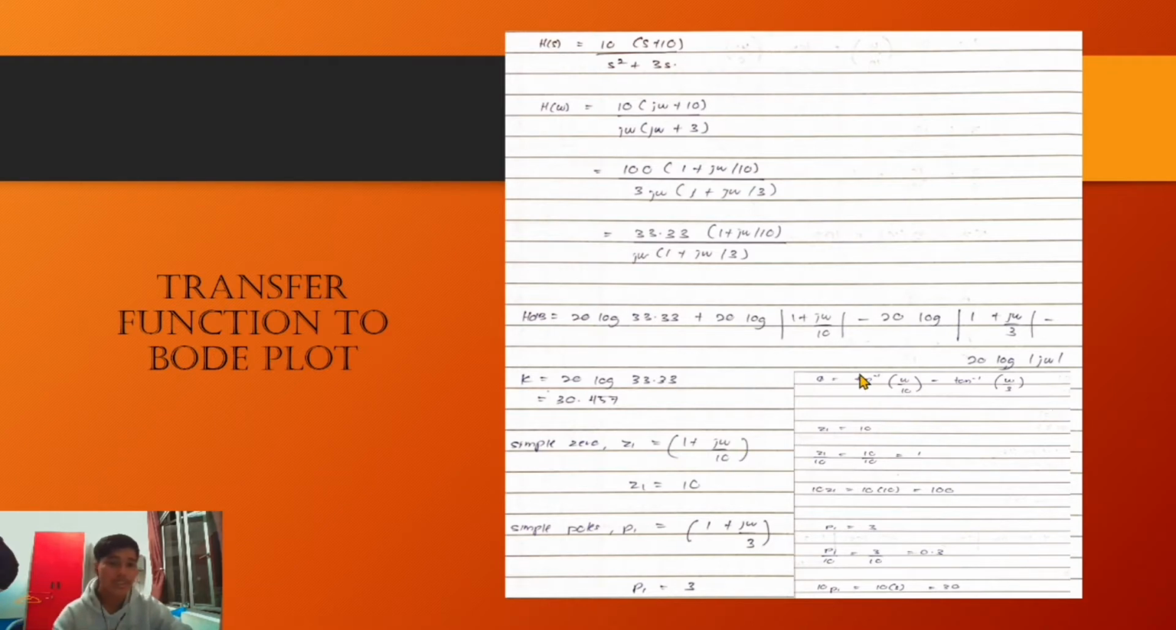So here is for the phase. For z1 equal to 10, we got 1. Then 10 times z1, we got 100. For the poles over 10, we got 0 over 3. So for 10, we got 30.